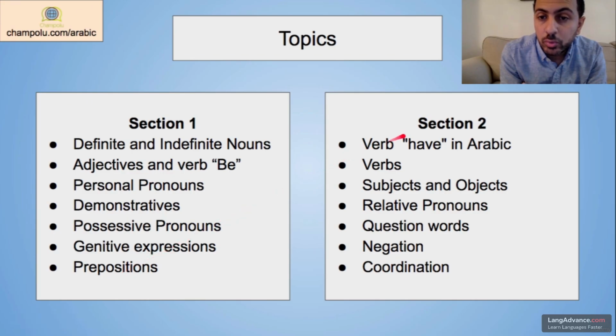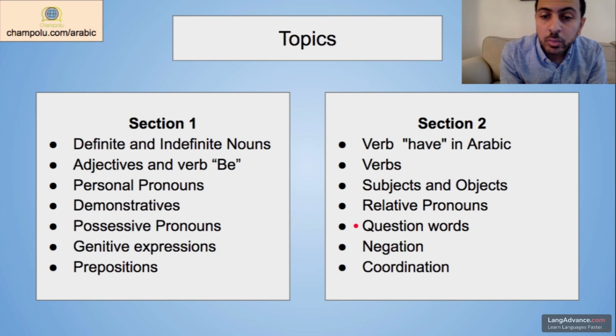In section 2, we're covering verbs and more advanced topics. So we have topics such as verb have, like I have a car, they have a cat. And then we also cover a very brief introduction to verbs because it's a very extensive topic. And then we look into subjects and objects and object pronouns like he told me, I saw her, and so on.